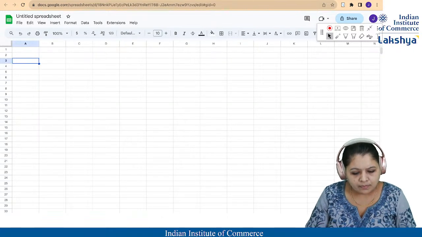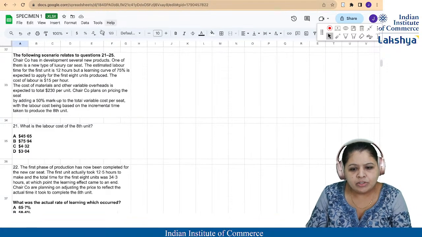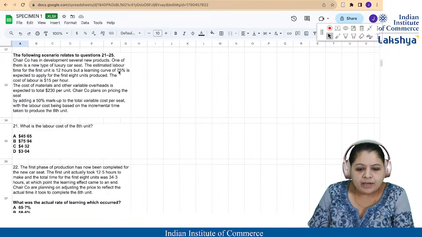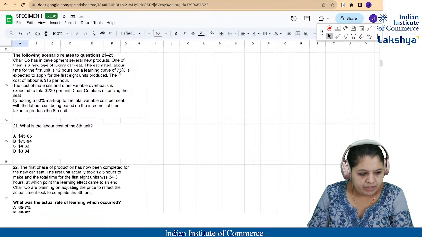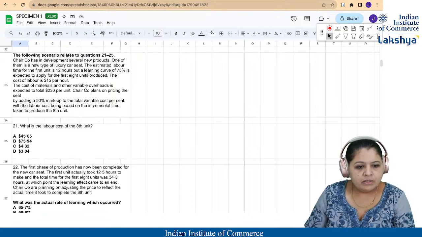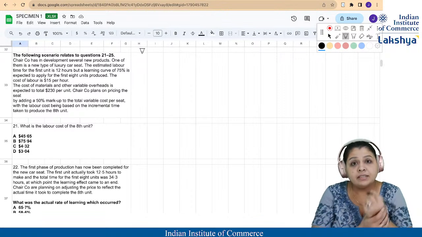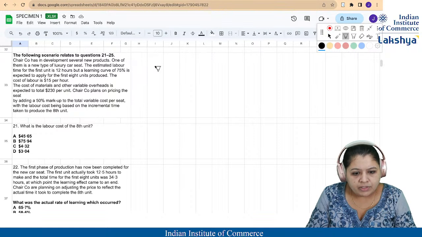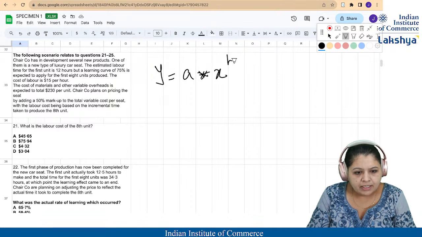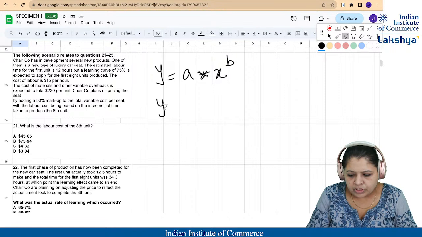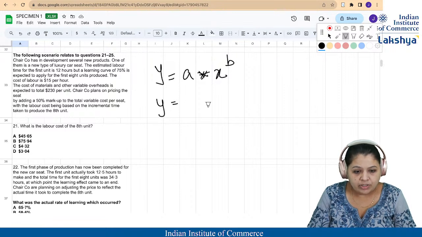So I want to do the first one. Let's read the question once again. You need to find out the cost of the eighth labor. Now, when we talk about the formula that you require for this, it's pretty simple and it is given in the formula sheet also, which is y is equal to a into x raised to b, right? In this question, you have to find out the eighth unit, right?